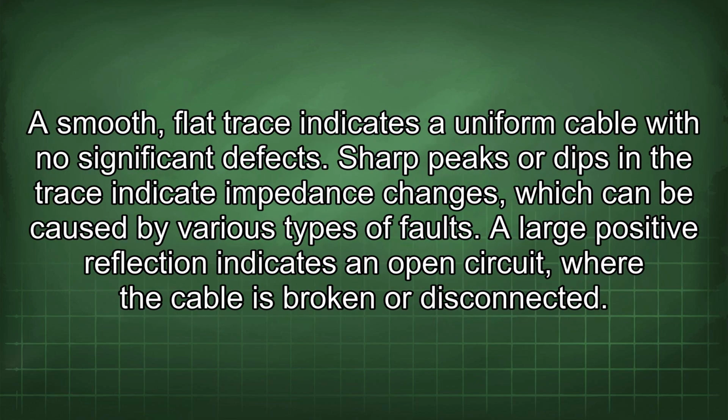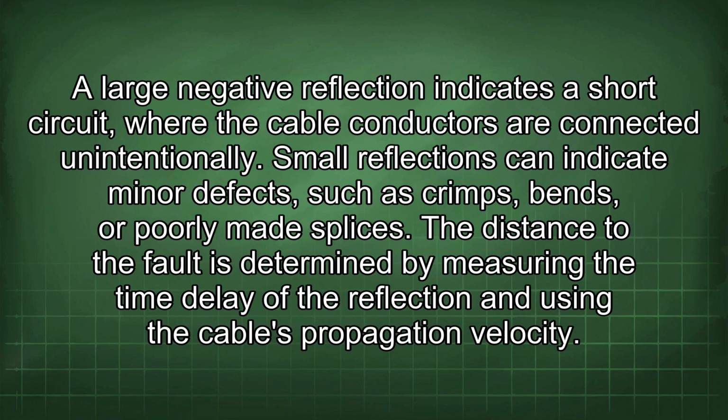A smooth flat trace indicates a uniform cable with no significant defects. Sharp peaks or dips in the trace indicate impedance changes, which can be caused by various types of faults. A large positive reflection indicates an open circuit, where the cable is broken or disconnected. A large negative reflection indicates a short circuit, where the cable conductors are connected unintentionally. Small reflections can indicate minor defects, such as crimps, bends, or poorly made splices.